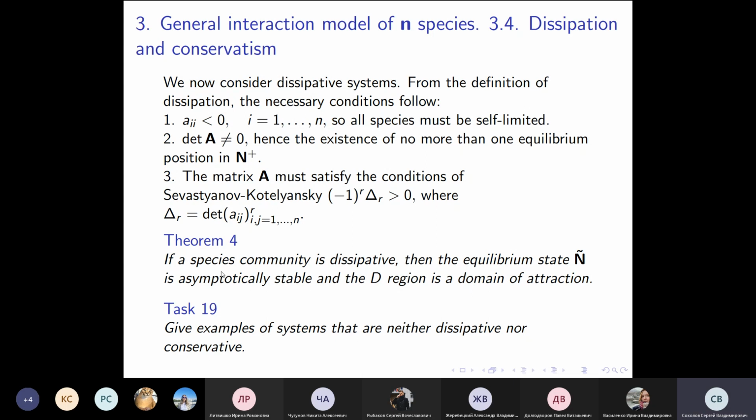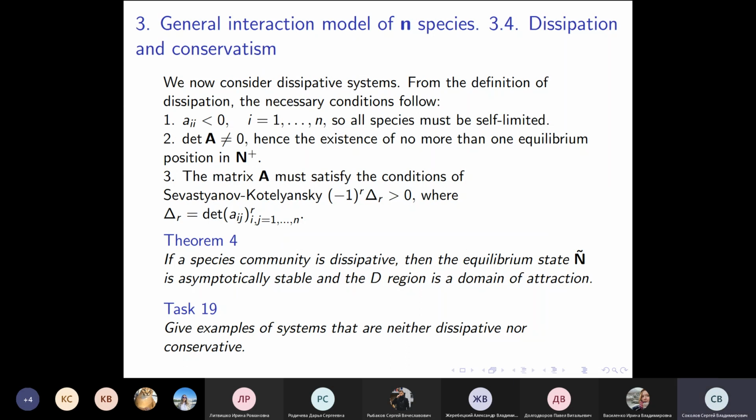And finally, if the species community is dissipative, then we can conclude that the equilibrium state is asymptotically stable with the D as the domain of attraction. So if our community is dissipative, then if the equilibrium state exists, then it must be stable, and all our solutions must go to this equilibrium.